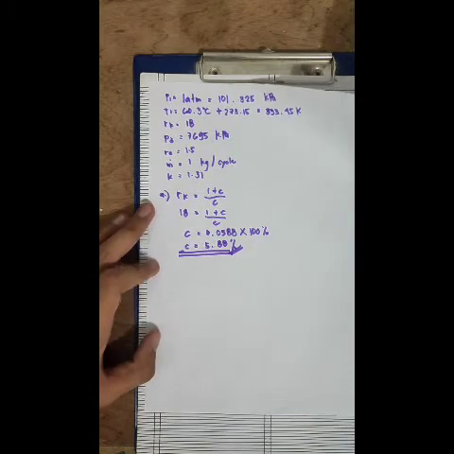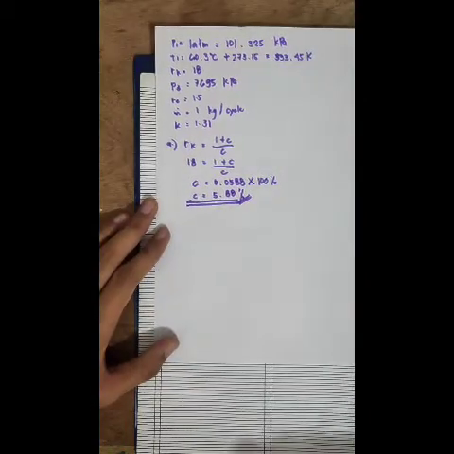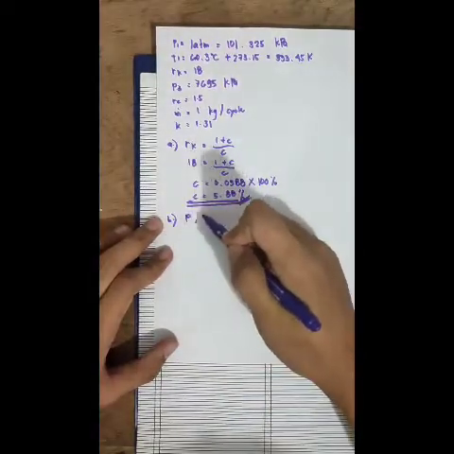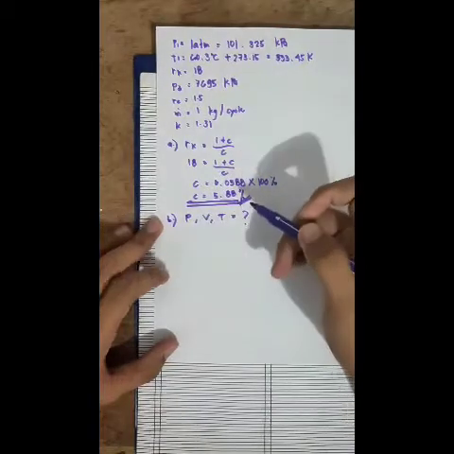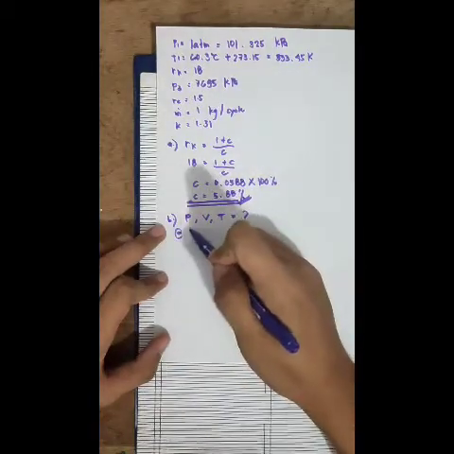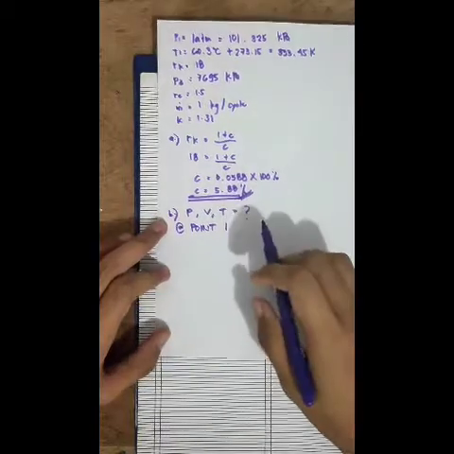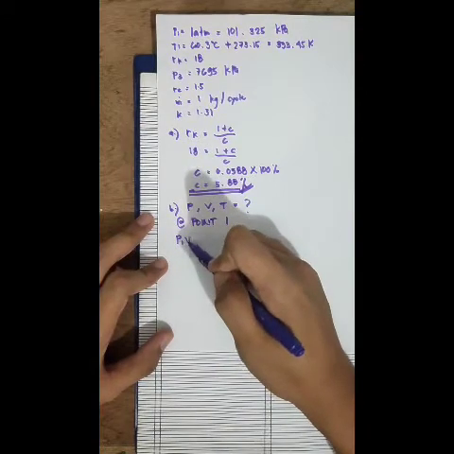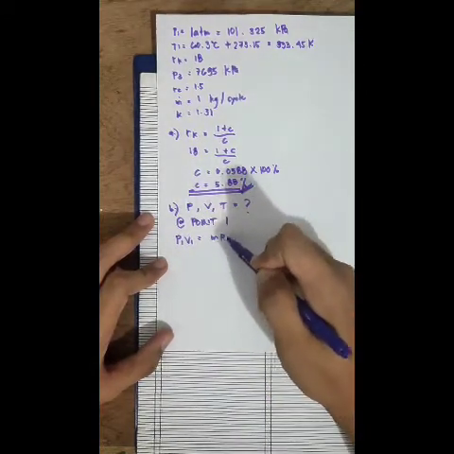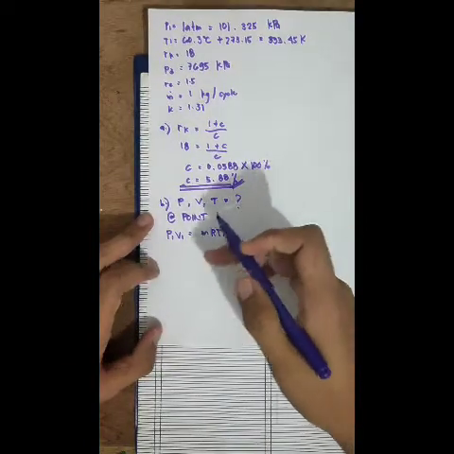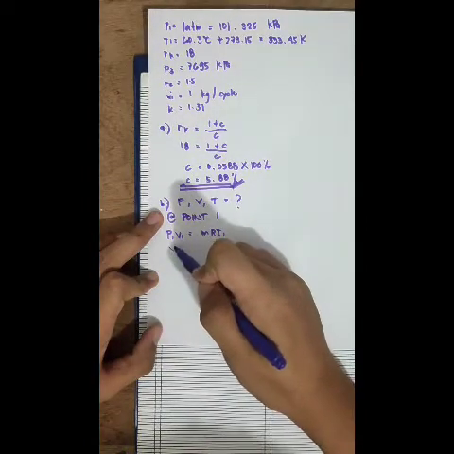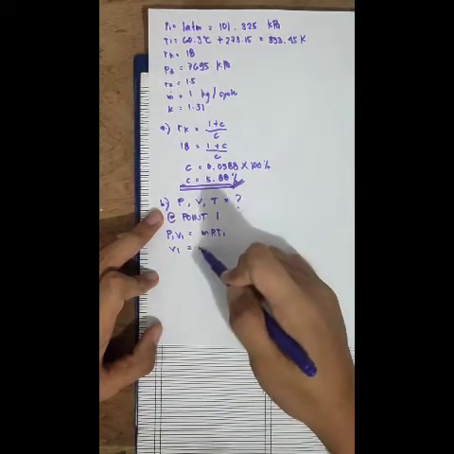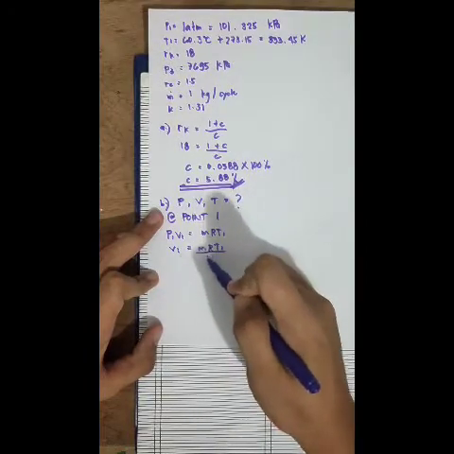So the next one is finding the PVT of the cycle. From point 1, you will find the volume 1. So you will use this formula, P1 V1 is equal to MR T1. You can derive this formula into V1 is equal to MR T1 over P1.